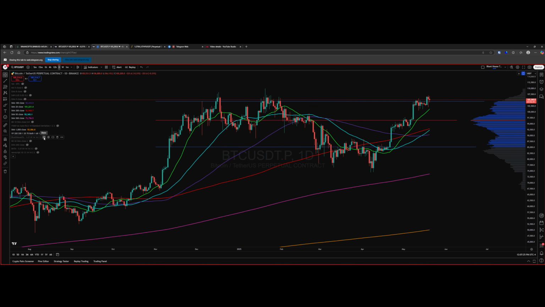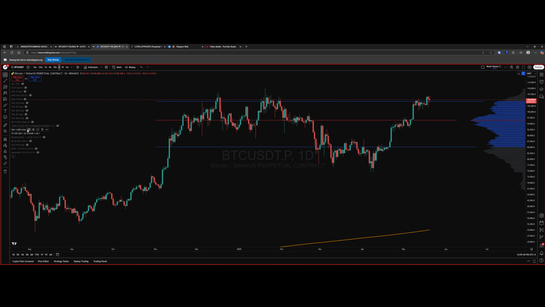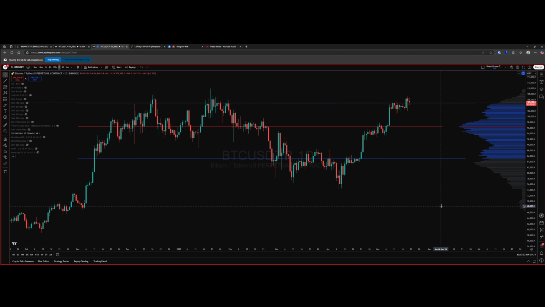But the reason I'm showing you this is because it's really beneficial to be able to layer the metrics that we use to track and trap price. So if I just quickly remove these indicators, I'm going to leave the candlesticks and the volume profile on the chart.